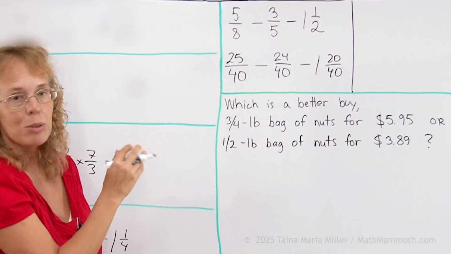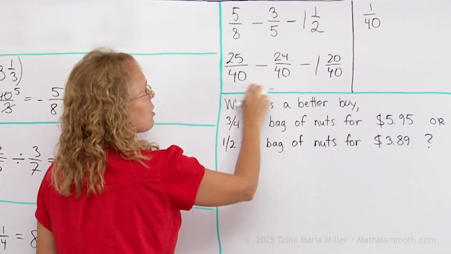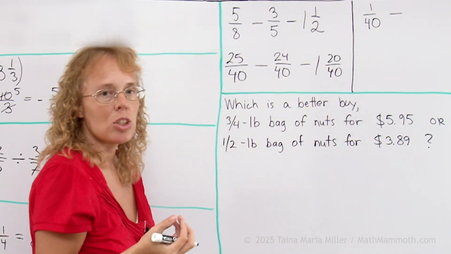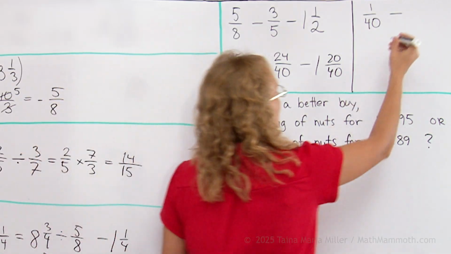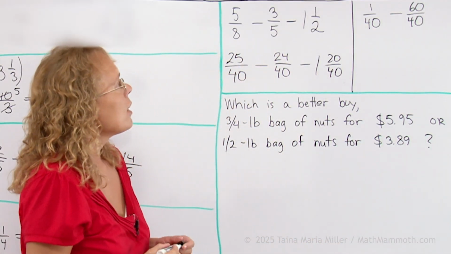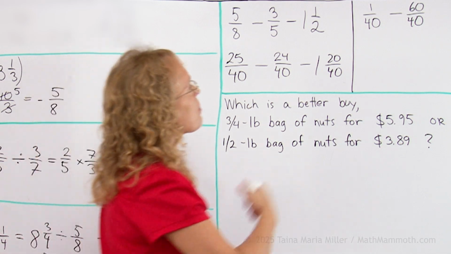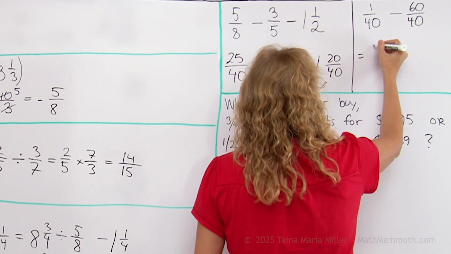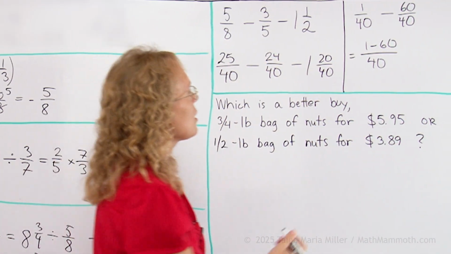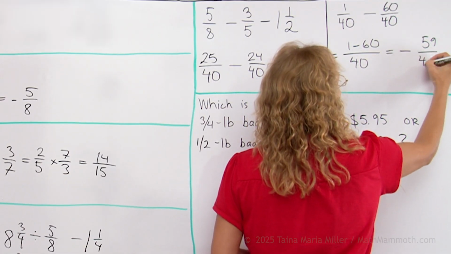25 minus 24 is pretty easy to do. So I will get 1/40 from this first subtraction. And then this here, I will change it now into a fraction instead of a mixed number. So we'll get 60/40. All right, and now in this fraction subtraction, you just subtract the top numbers, right? We get 1 minus 60 on the top, and then the denominator is 40. 1 minus 60 is negative 59. So we get actually a negative fraction, 59/40.